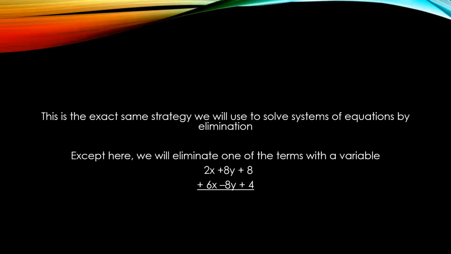So here we have 2x + 8y + 8 being one expression, and the second being 6x - 8y + 4. Now if you notice, the first has a positive 8y, the second has a negative 8y. So that means when we add these two together, we're going to end up with 8x + 0y + 12, which is simply put 8x + 12.